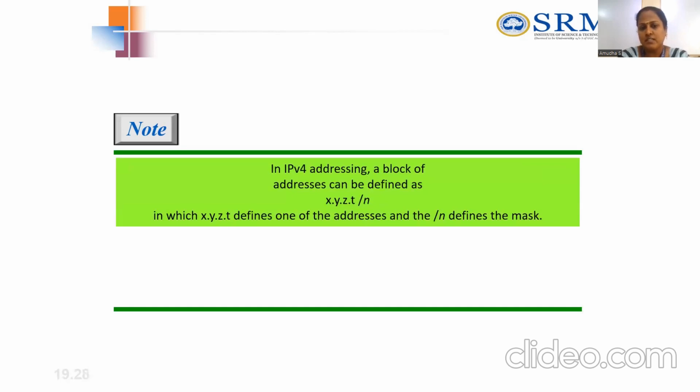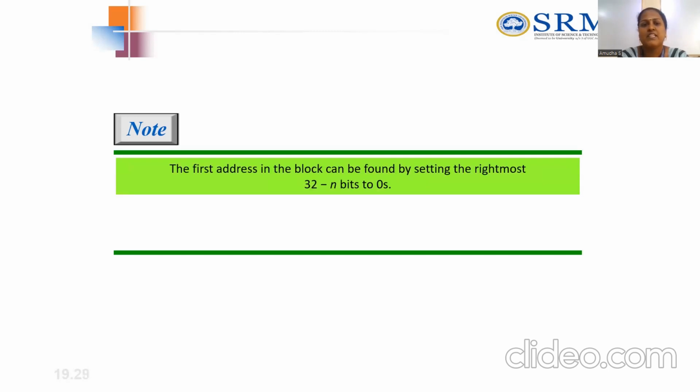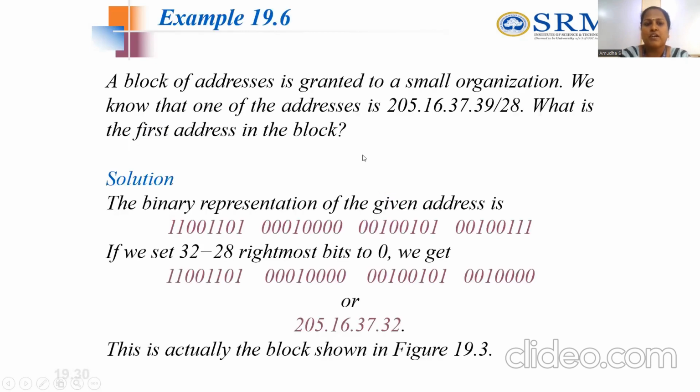So this is a symbolic representation of IPv4 addressing, x.y.z.t/n. Each variable has 8 bits, so totally 32 bits, and n defines the mask value. In order to identify the first address in the block, we can shift the rightmost 32 minus n bits to 0. For that, one problem is given: a block of addresses is granted to a small organization, and one of the addresses is 205.16.37.39/28. The problem is to find the first address in the block.